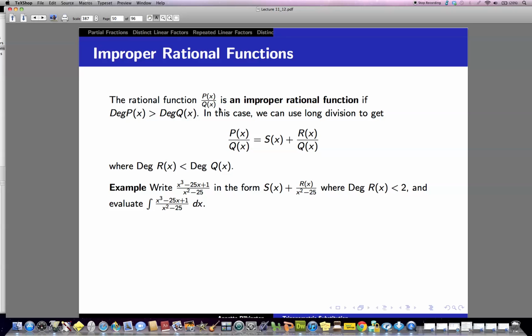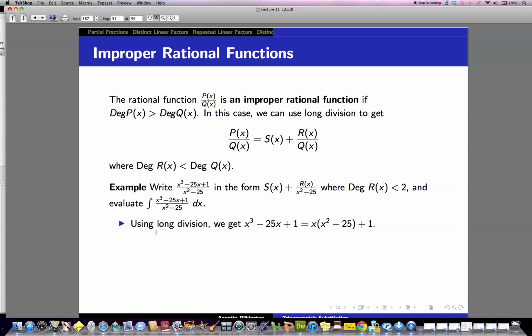If a rational function is not a proper rational function, in other words, the degree of P is bigger than the degree of Q, then I must use my division of polynomials to rewrite this in this form before I attempt the partial fractions decomposition. So I rewrite this improper rational function as some polynomial plus a proper rational function, a remainder over Q of x, the denominator, where the degree of the remainder is less than that of Q of x.